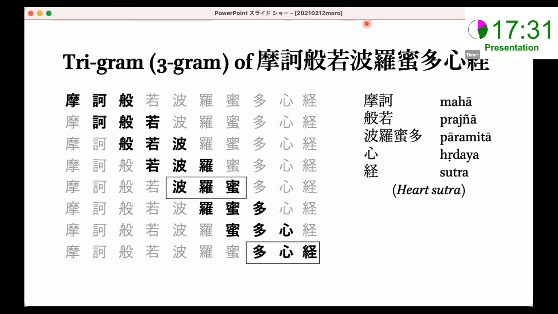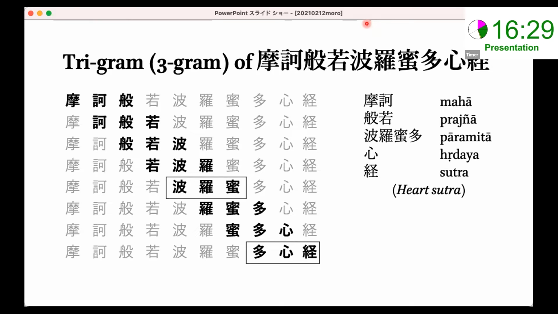For example, the text Mohe Bore Boluomiduo Xinjing in Chinese, a Chinese translation of Mahaprajnaparamita Hridaya Sutra, or Heart Sutra in English, can be divided into 8 3-grams, 8 3-character strings, as shown in the slide. The only ones that make sense as Chinese words are the ones with border lines. The 5th line from the top, Boluomi, is often used as another translation for paramita. In Chinese translation of Indian text, the last syllable ta of paramita was often abbreviated.